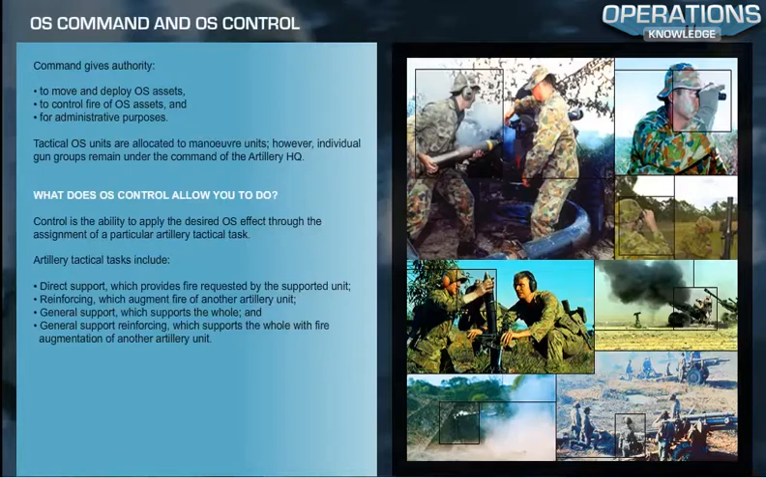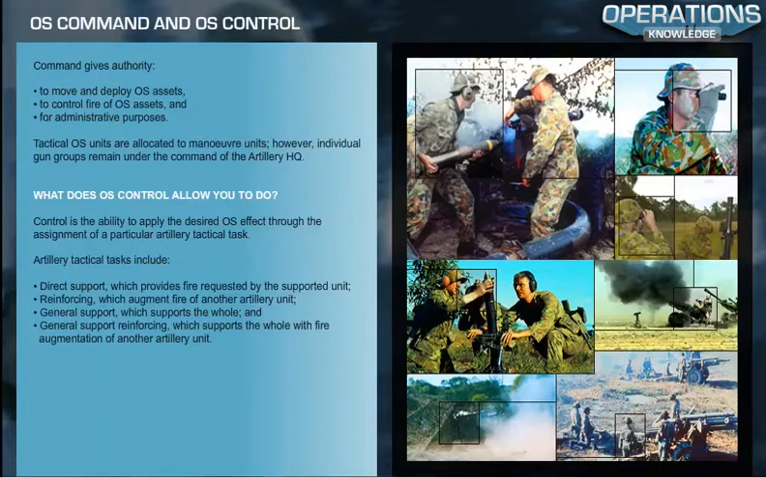In relation to the OS BOSS, the concept of control is the ability to apply the desired OS effect through the assignment of a particular artillery tactical task. These tasks include direct support tasks, reinforcing tasks, general support tasks, and general support reinforcing tasks. Direct support tactical tasks are those which provide fire requested by the supported unit. Reinforcing tactical tasks are those which augment the fire of another artillery unit.